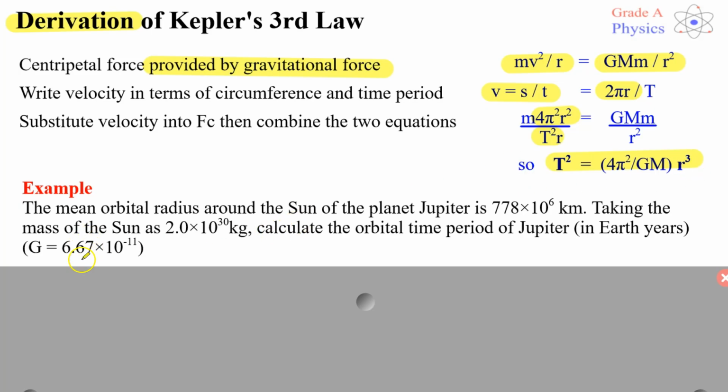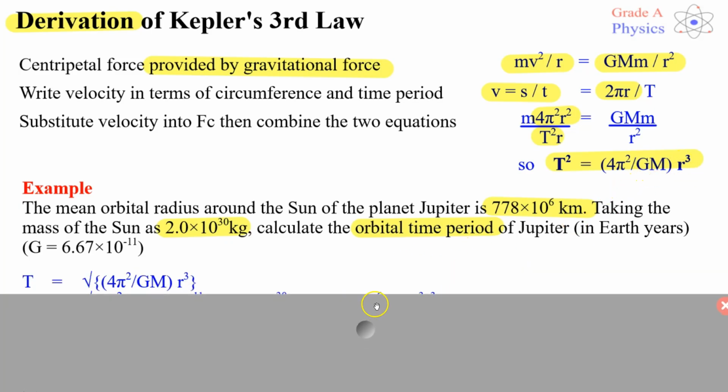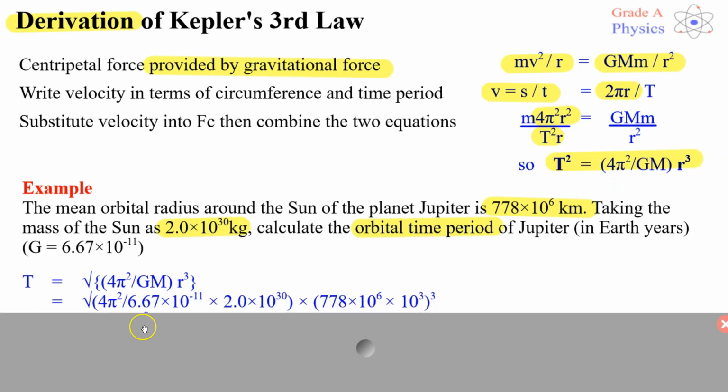So let's have a look at an example. We've got the mean orbital radius of Jupiter orbiting the Sun is this value here, and we assume that is between the centers of mass. We're given the mass of the Sun and calculate the orbital time period. Okay, so we should have everything. We know big G, we're given that. We know big M is the mass of the Sun. We don't need the mass of Jupiter in this case. We're trying to find the time period. We're given the value of r. So we need to make, first of all, T the subject. So that's going to be the square root of all of this. And then it should just be substitution.